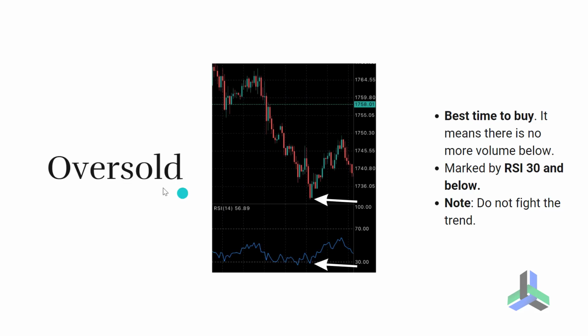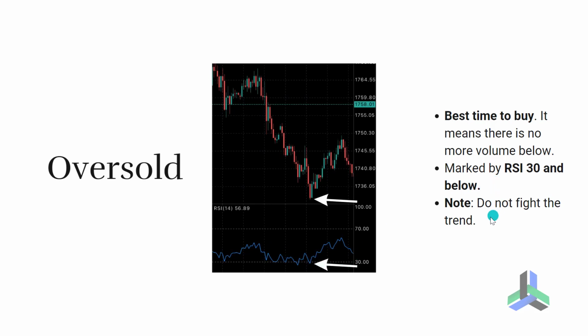Another concept to discuss is oversold, which is the opposite of overbought. This is the best time to buy. It means that at this point there is no more volume below. The sellers are no longer placing their volumes, and are no longer holding their positions in the market. This is marked by the Relative Strength Index at 30 and below. You can see 30 here, and you can see that the price could get there and even go below that.